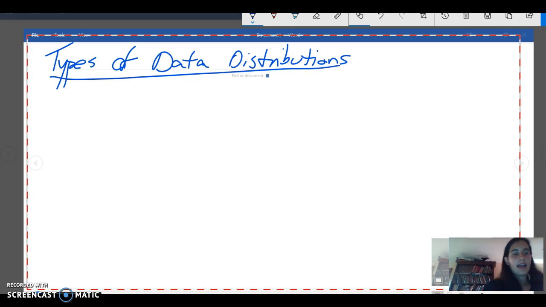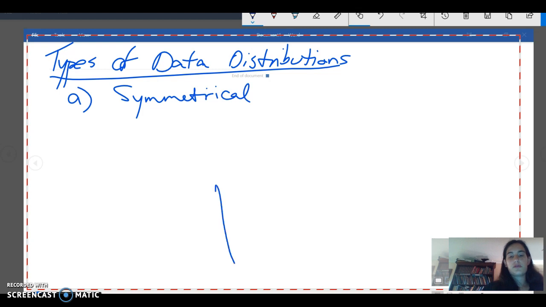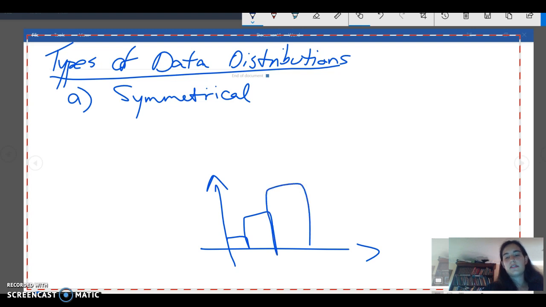Okay, A. We have symmetrical distributions. Now, symmetrical distributions look like what they sound like. If we draw it, it's symmetrical. Basically it means it's the same on either side of the median. The median's in the middle, it looks the same on either side. So it looks something like that. I'm not going to draw axes and stuff on here. This is not how to draw histograms. You would never draw a histogram like this.